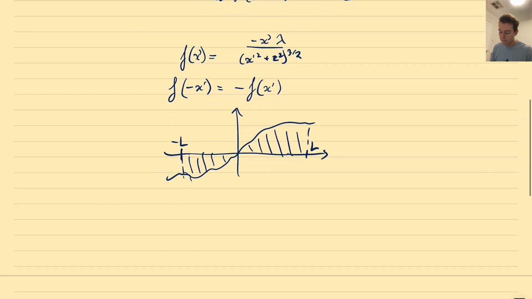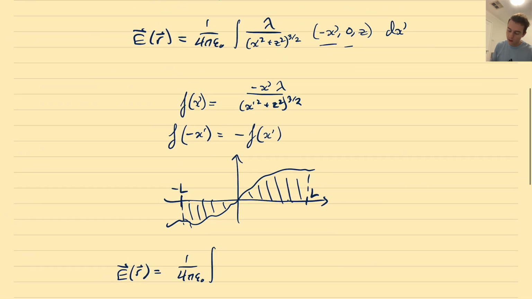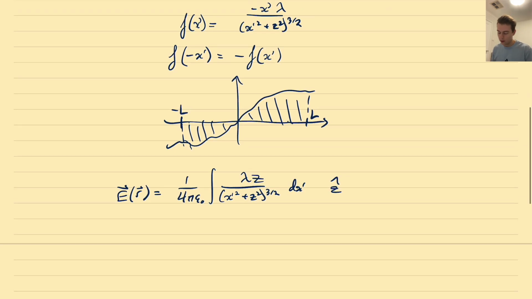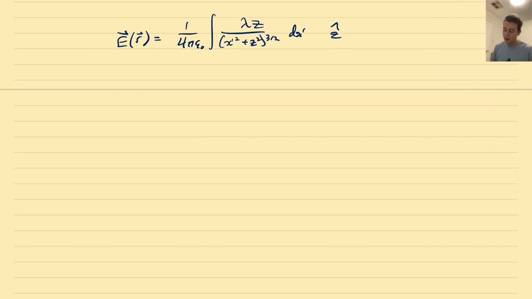So we write down the full electric field then. Knowing all these things, 1 over 4 pi epsilon 0 times the integral of lambda z over the square root, well, I won't put the square root, I'll use this 3/2 still, dx prime here, and I have a little z unit vector over there for my direction. So now at this stage, it just comes down to evaluating the integral.